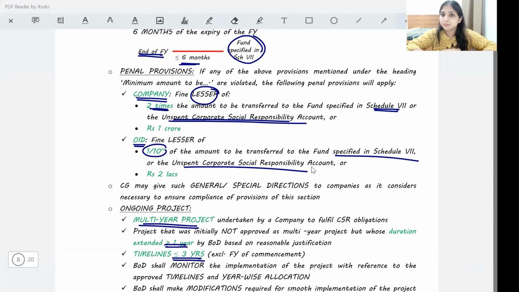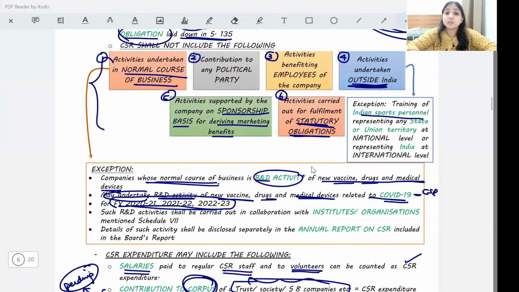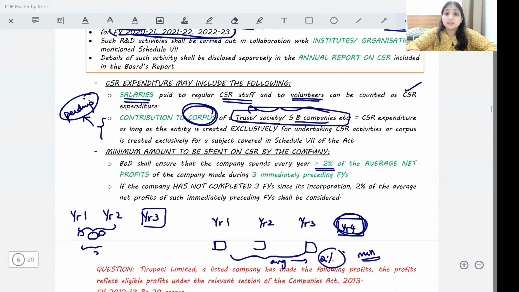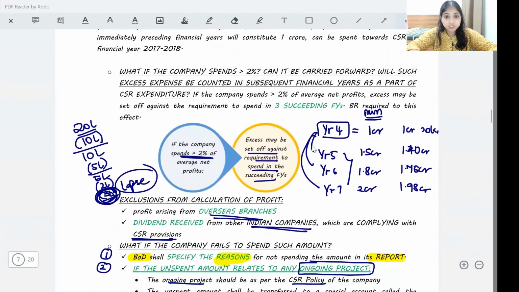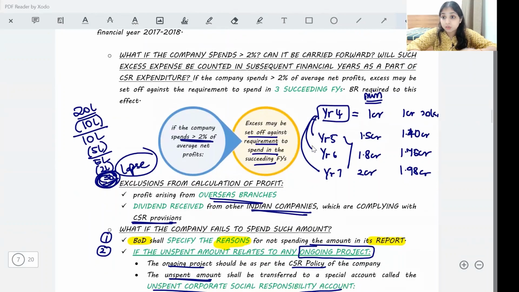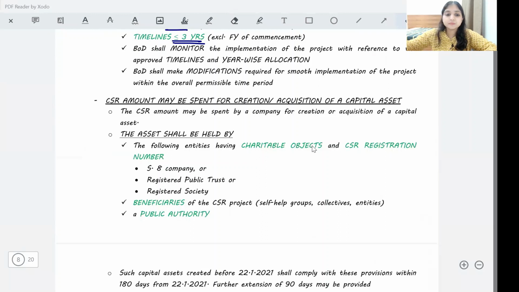Is this clear? So under CSR, we first learned what is CSR, we learned what is not included in CSR, then what is included in CSR, then the minimum amount which we should spend on CSR, and then what if we spend extra and what if we spend lesser. Till here, I hope you have all understood.